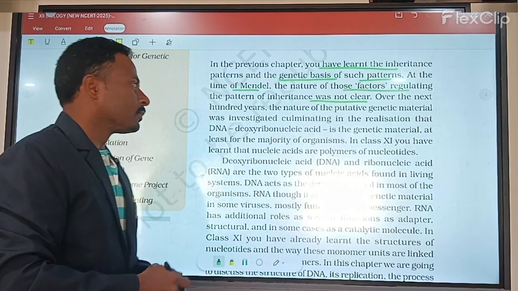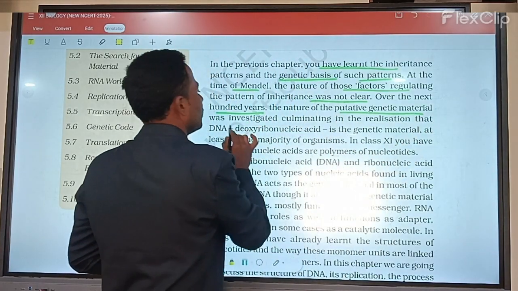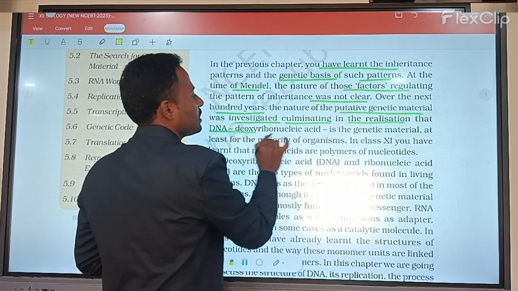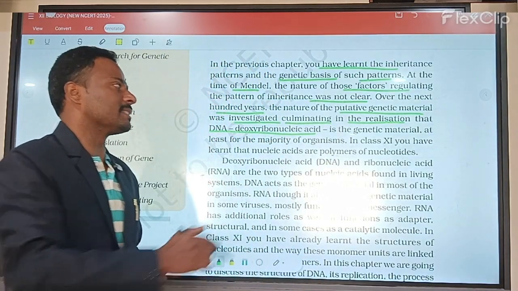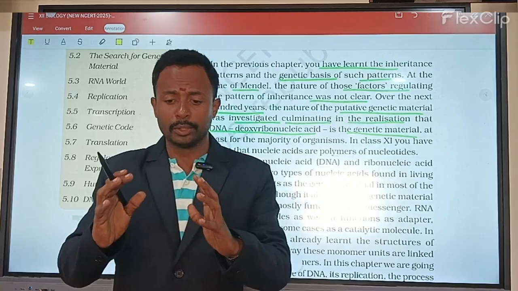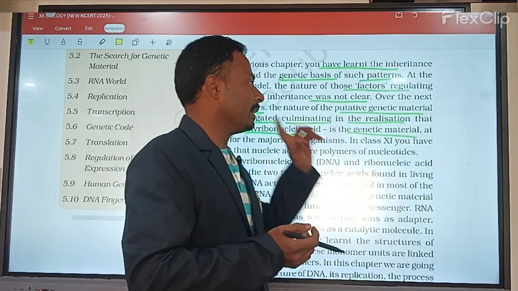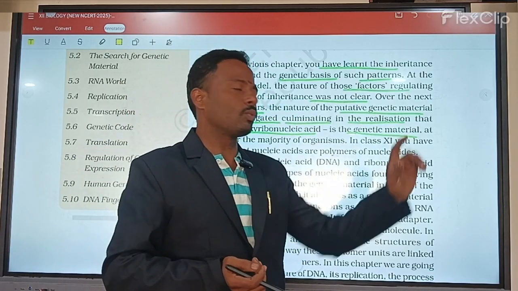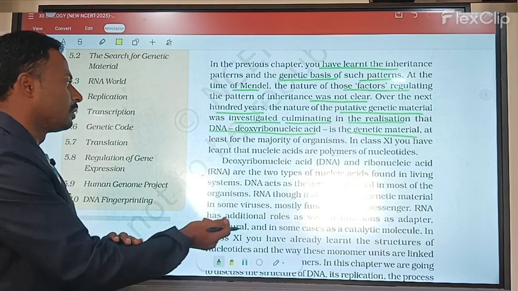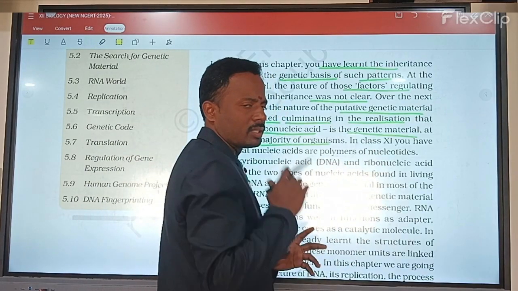Over the next 100 years, the nature of the genetic material was investigated, leading to the realization that deoxyribonucleic acid, DNA, is the genetic material. So after 100 years we identified that the basis of genetic information carried from one generation to the other generation is the genetic material DNA, the deoxyribonucleic acid. In the majority of organisms, DNA is present.